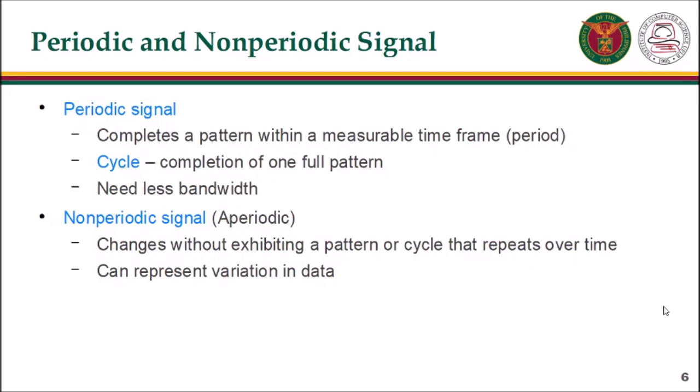Both analog and digital signals can take one of two forms. A periodic signal completes a pattern within a measurable time frame called a period, and repeats that pattern over subsequent identical periods. The completion of one full pattern is called a cycle. It needs less bandwidth. A non-periodic signal changes without exhibiting a pattern or cycle that repeats over time. It represents variation in data.